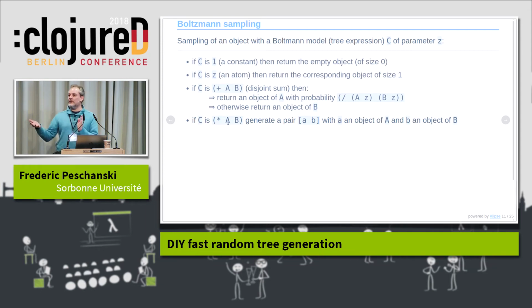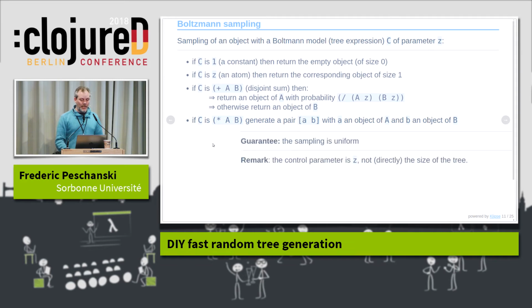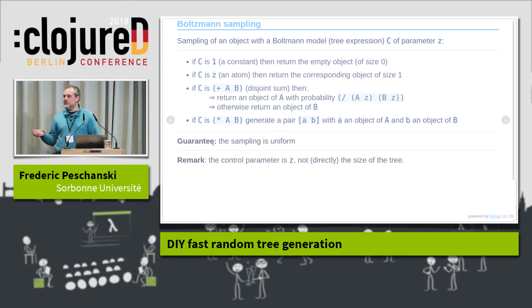And for product, if you have 2 operands, you generate a pair. If you have 3 operands, you generate a triple, etc. So there is no random generation for product. Only the disjoint sum is probabilistic. And if you follow these rules, you have a guarantee that the sampling is uniform. You don't know the size of the object because your parameter is not the size, it's a real number. But if you generate something thanks to this number and this expression, this object will be uniform, which means the probability of having this object is 1 over the number of objects of the same size. But you don't know the size.